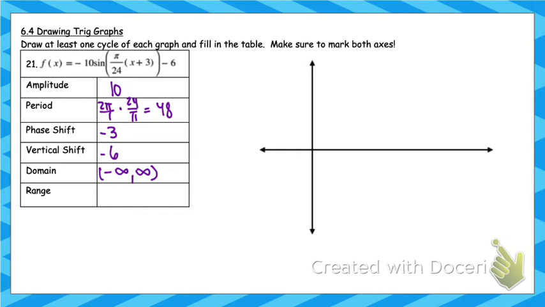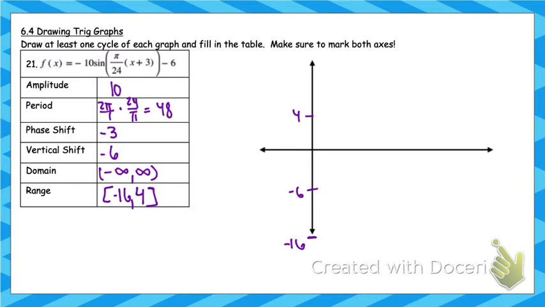All right, so when we graph, we're going to mark the x-axis and the y-axis. I'm going to start with the y. The middle value is the vertical shift. Then I'm going to move up and down by the amplitude. So from negative 6, I'm going to go up 10 and down 10. So that's my highest and lowest point on my graph. Well, now, without even drawing the graph, I can tell the range. The lowest point is negative 16, and the highest point is 4.